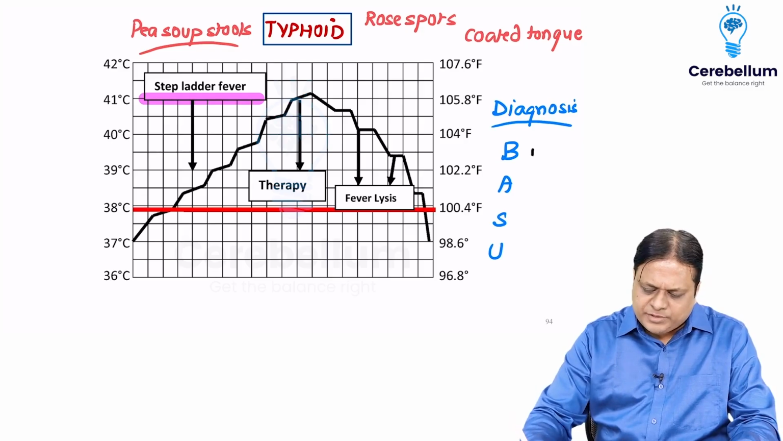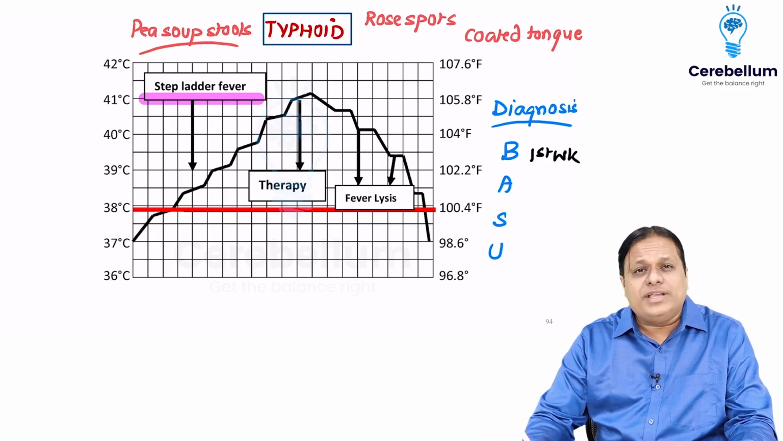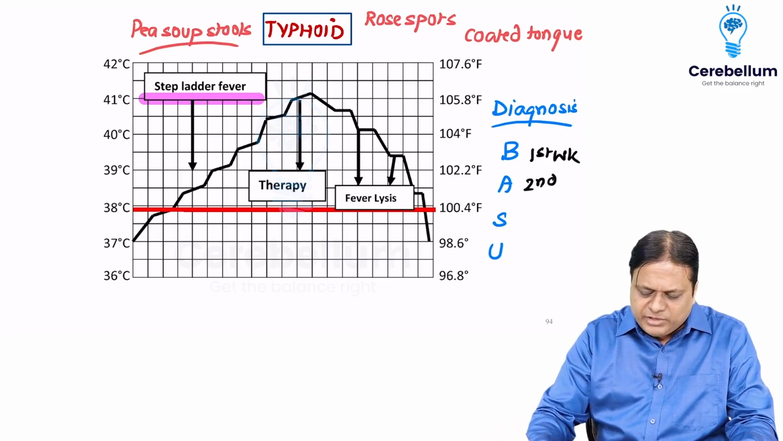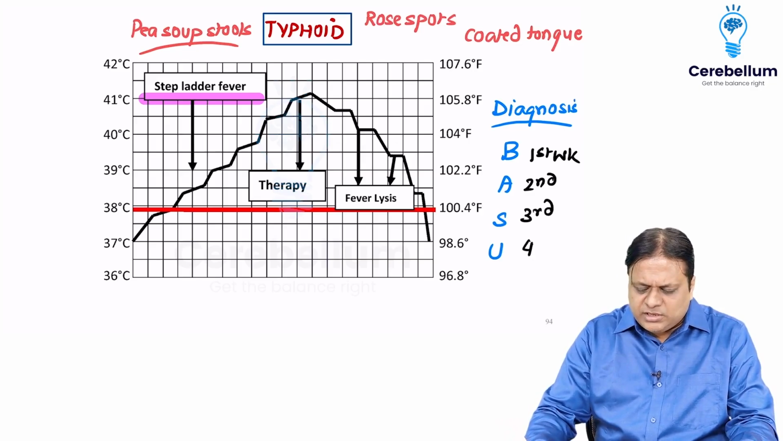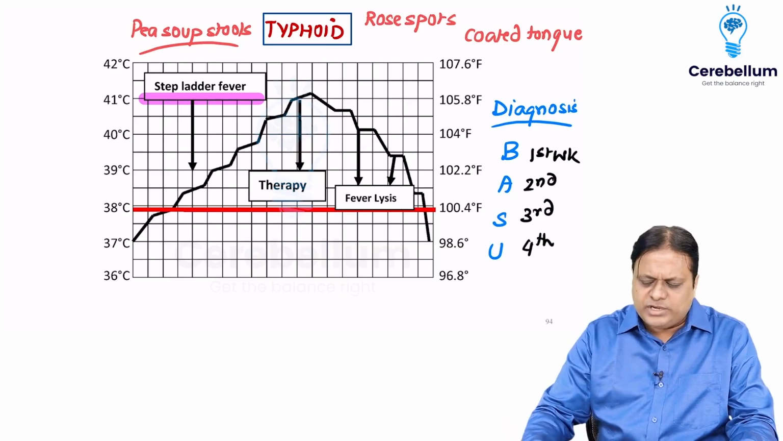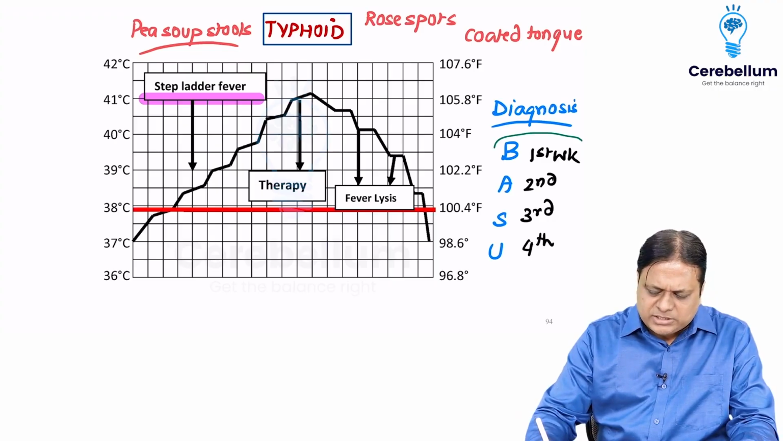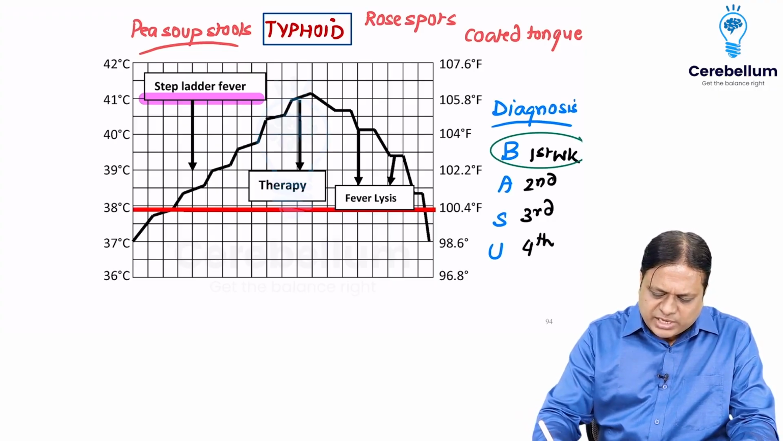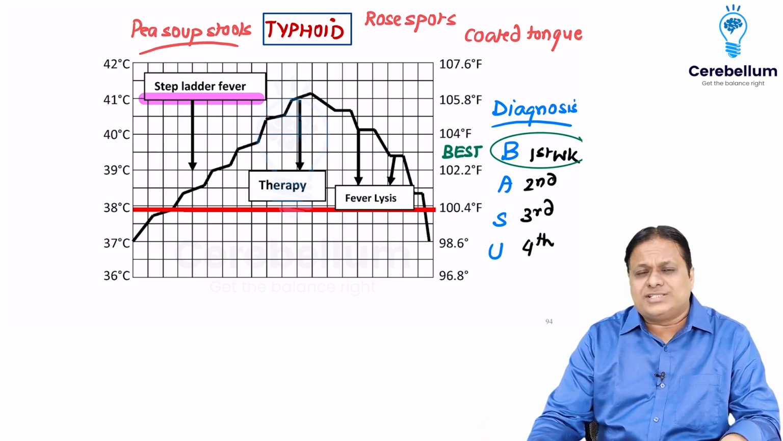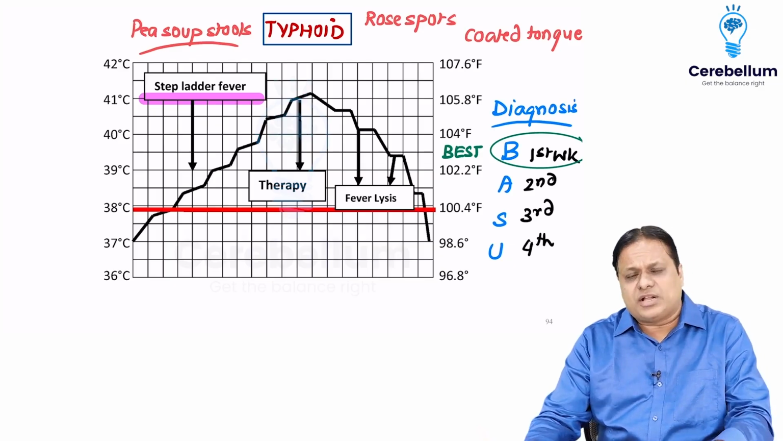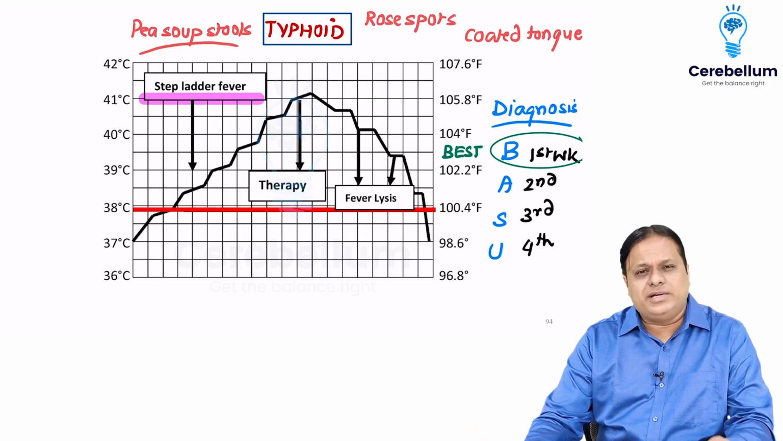Blood culture from the first week of illness onwards. Antibodies, Vidal test, second week onwards. Stool culture third week onwards, and fourth week onwards is urine culture. But overall there is no doubt blood culture is the best test for diagnosis of typhoid. For typhoid, the drug of choice is the third generation cephalosporin ceftriaxone. Otherwise, ofloxacin is also used as a treatment modality.